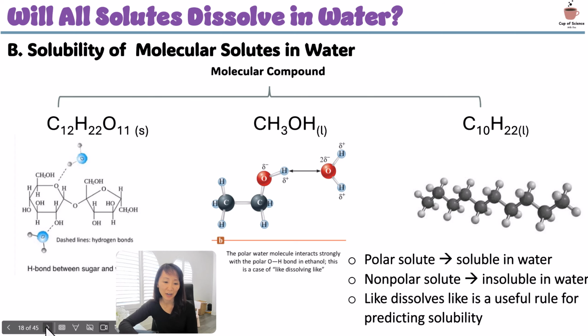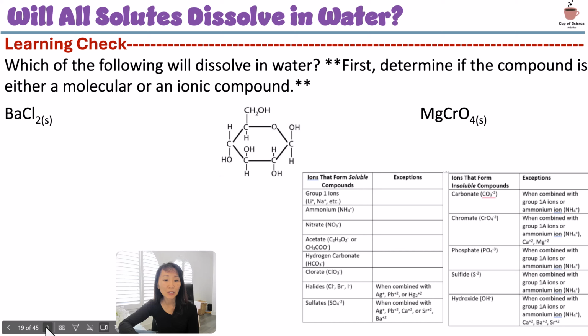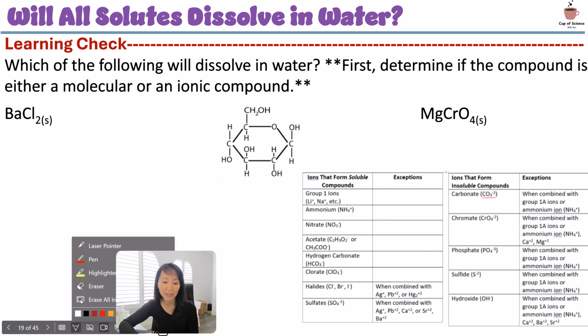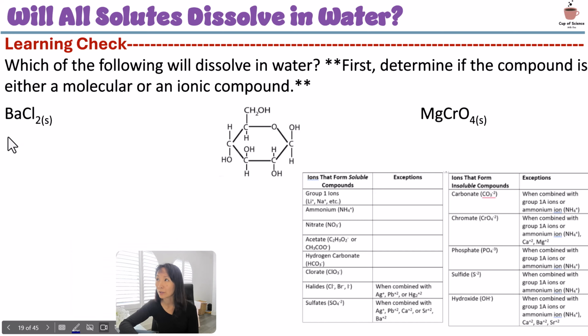Let's do a learning check. It says, which of the following will dissolve in water? First, determine if the compound is either a molecular or ionic compound. So I'm going to do the first one, then you try the rest. The first one, I'm going to determine, is this a molecular or ionic compound? I can tell that this is an ionic compound, and that's because there is a metal, barium, associated with it. So because there is a metal here, this is an ionic compound.